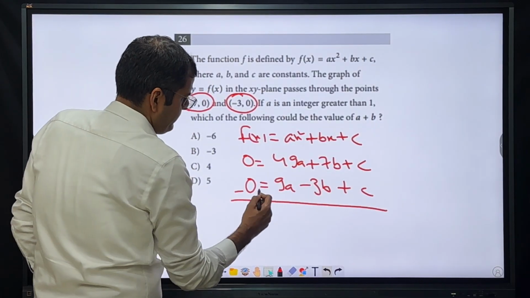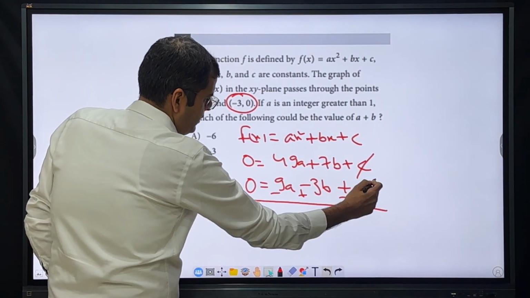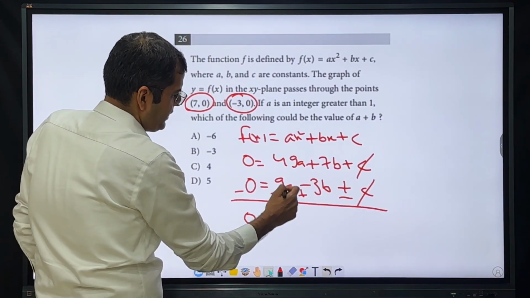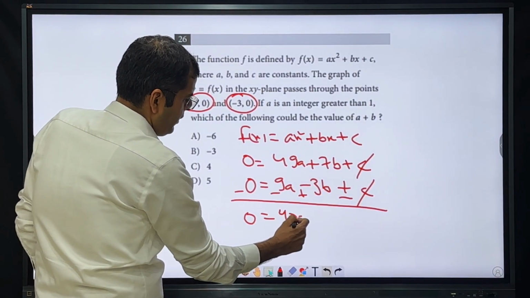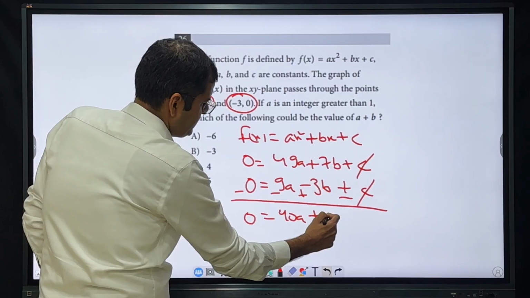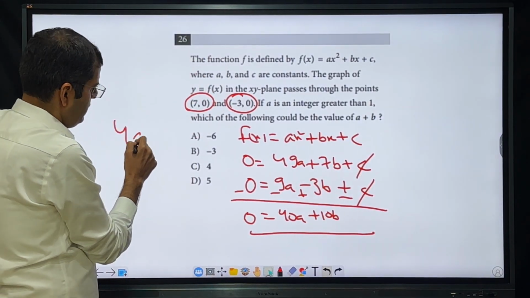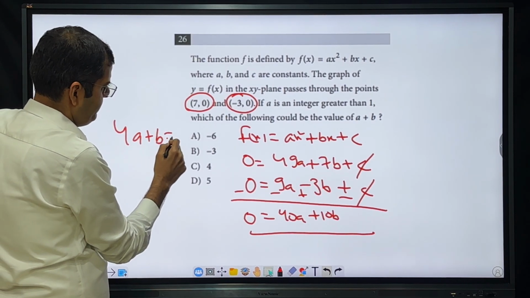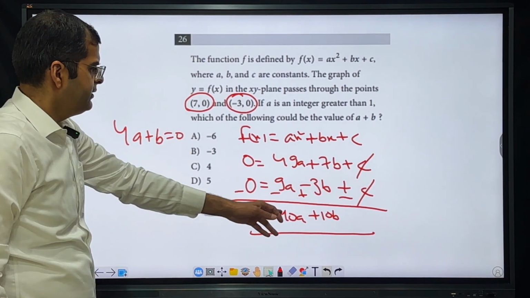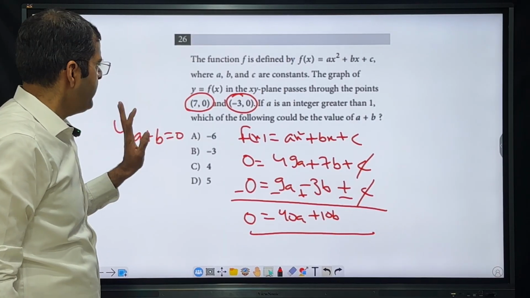If I deduct them to eliminate c, what do I get? Here it is 0. 49a minus 9a is 40a, and this is plus 10b. So 40a plus 10b is equal to 0, or I can say 4a plus b is equal to 0. Divide both the sides by 10. So 4a plus b is equal to 0.